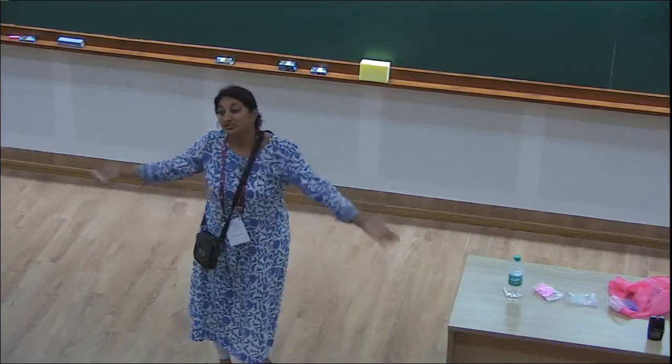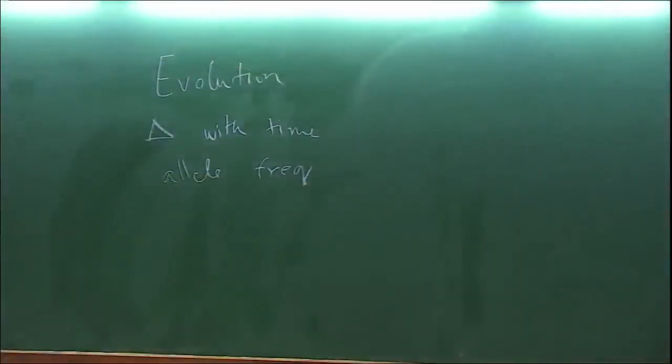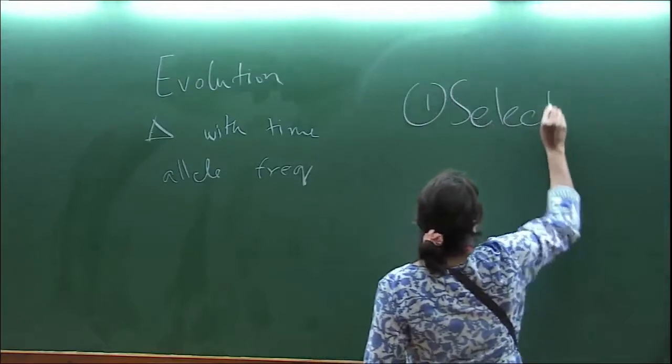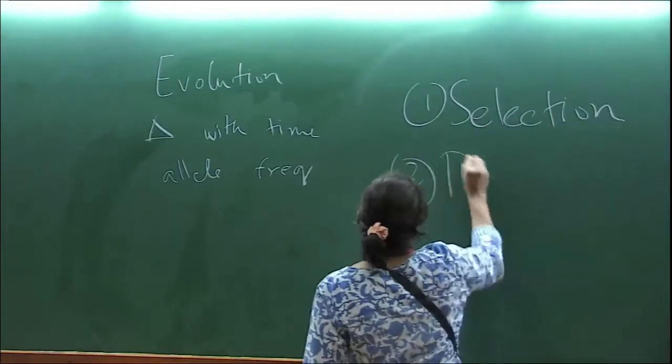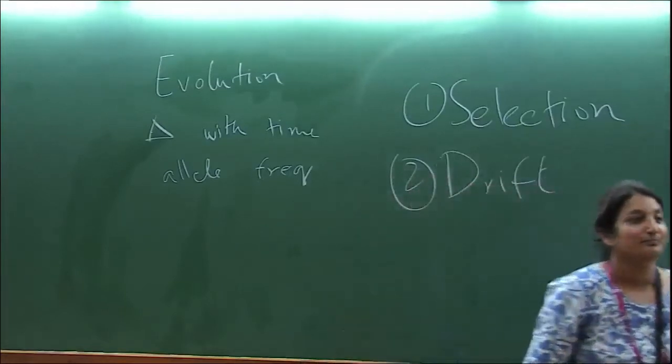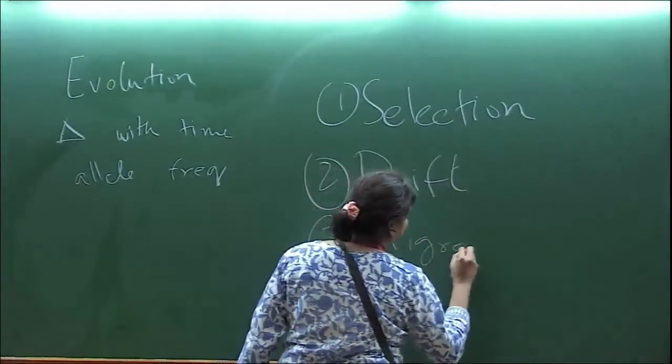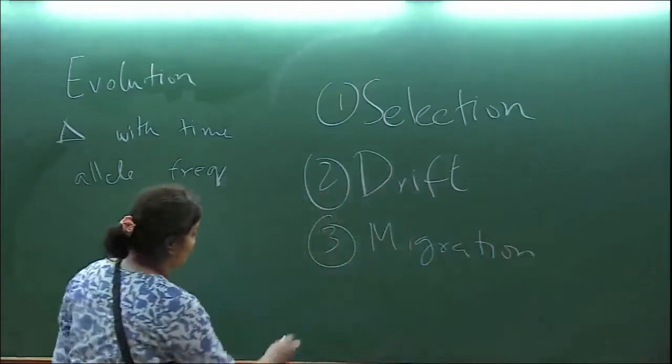Okay? So you can observe evolution at the level of the phenotype. You can observe change in a phenotype, right? But what underlies that change in phenotype is change in allele frequencies. And why do allele frequencies change? Why do they change? Selection. Drift. What else? Migration. And mutation.